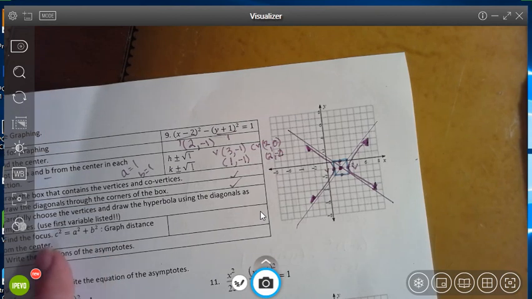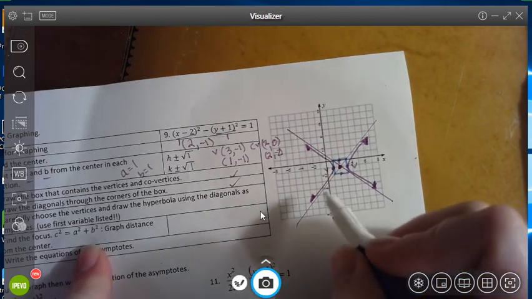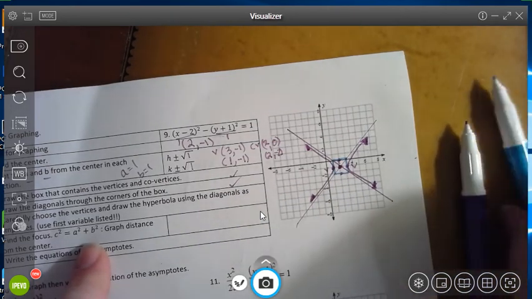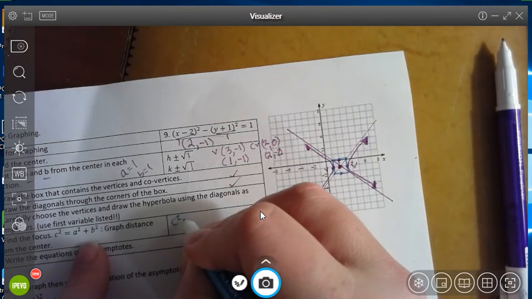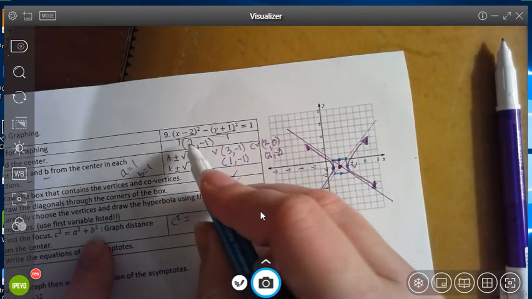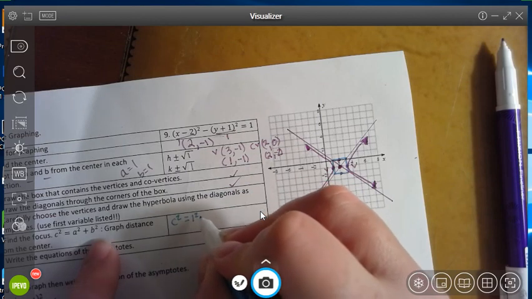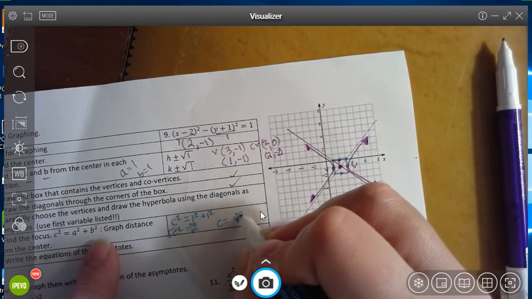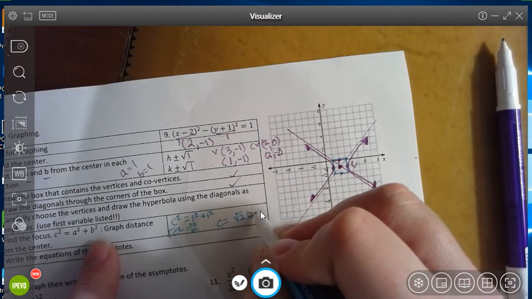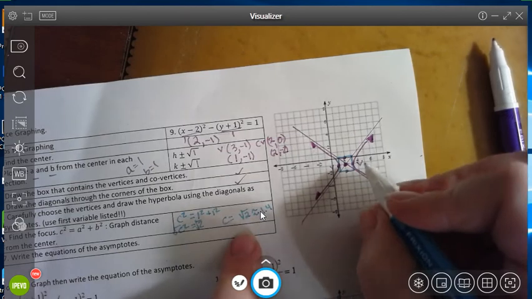Okay? So find the focus. Okay, well, let's go in and find the focus on these. Well, if I find the focus, I'm going to change colors again. I'm going to use c squared equals a squared plus b squared. A squared is 1. B squared is 1, which is 1 plus 1, which is 2. Take the square root of both to solve. C equals the square root of 2, which is about 1.4.